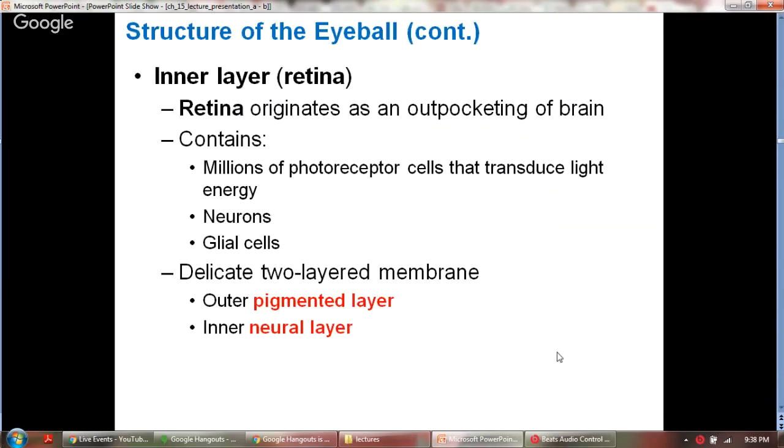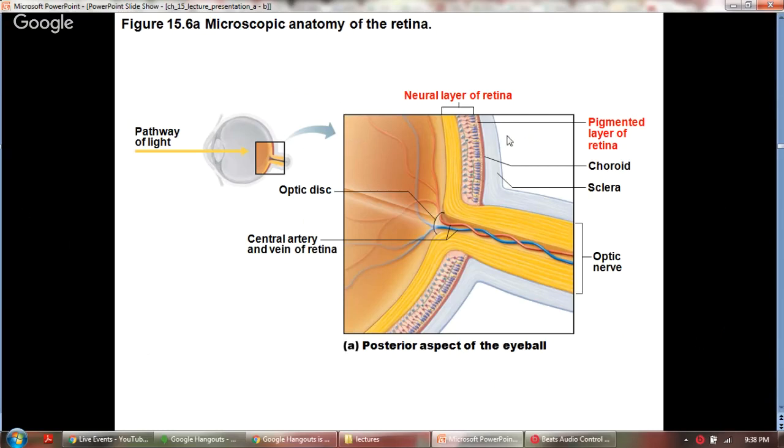Then the inner layer of the eyeball. The inner layer, we call it the retina. It originates as an outpocketing of the brain. It contains millions of photoreceptors and transduces light energy. It contains neurons and glial cells, and it's a two-layered delicate membrane. The outer layer is the pigmented layer, and the inner layer is the neural layer. So here you would see the inner neural layer of the retina, and the pigmented layer of the retina as the outer layer.